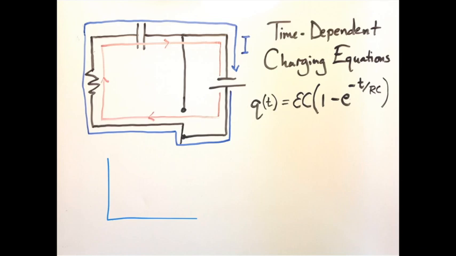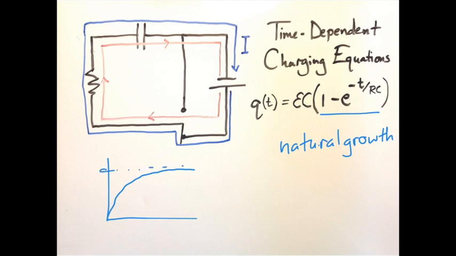So it's the charge on the capacitor as a function of time. This is what's called a natural growth. Natural growth is, oh, that's maybe the ugliest I've ever drawn. Don't worry, we'll use Desmos a little later on, and you'll get to see what a pretty one looks like. But the idea is that it's coming up to some maximum value. It asymptotically approaches it.